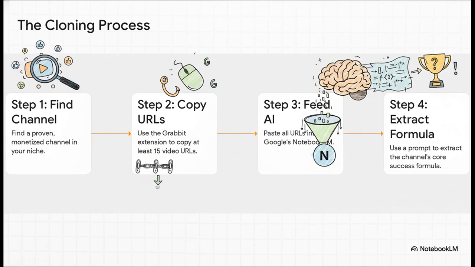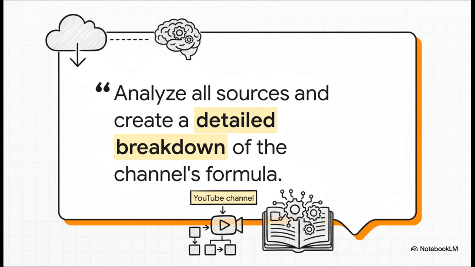And here's the 4-step cloning process. First, find a channel that's already killing it. Then, instead of all that tedious manual copying, you're going to use a free browser extension called Grabit to instantly snatch all their video URLs in one click. Finally, you feed all that raw data into our strategic analyst for this project, Google's Notebook LM. And this is the exact command you give it.